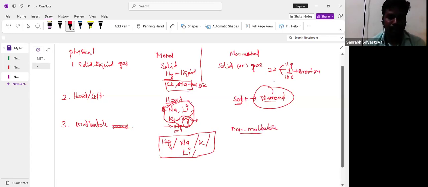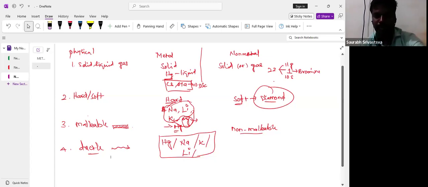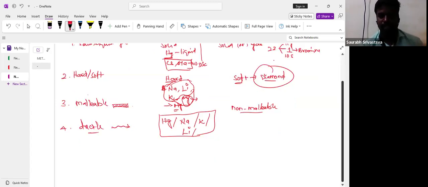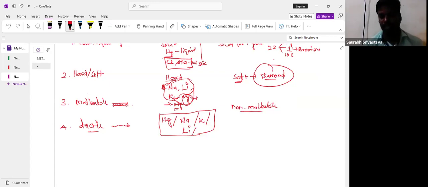Next, the fourth one, ductile nature. Ductile means we can make a thin wire. If you make a thin wire, it is called ductile nature. Here, sodium, potassium, lithium, and also mercury, you can't make a thin wire. The remaining elements you can make a thin wire. So here also you have to write the same examples.